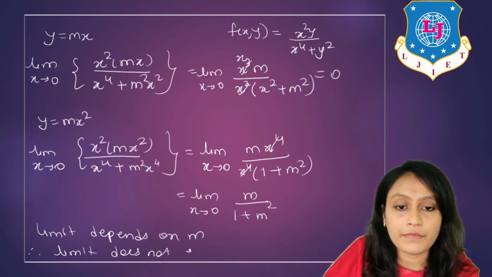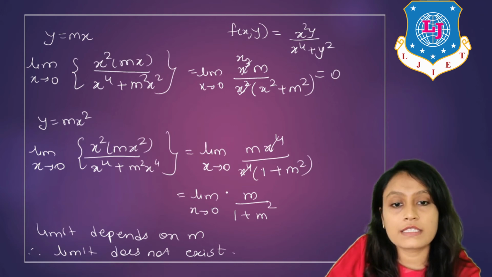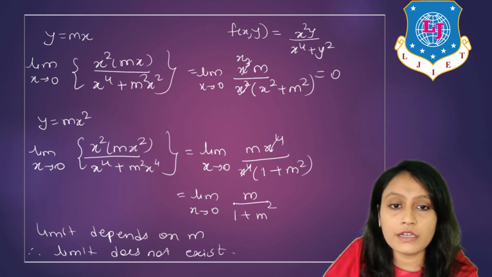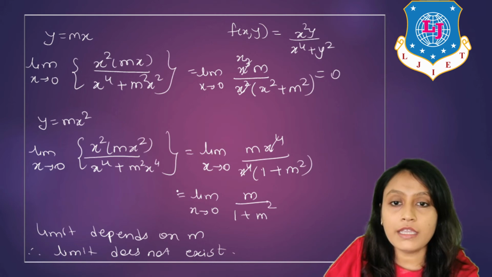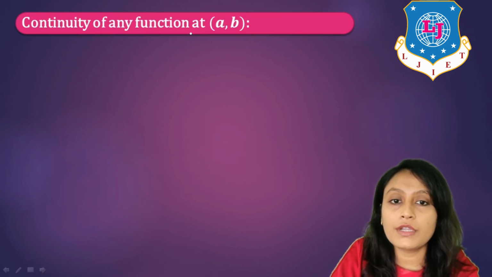So in this way we have to check whether the limit exists or not. For example, if you get 0 as the answer over here, and all the answers are the same, then you can say that the limit exists. But here the limit depends on m, therefore the limit does not exist. Now let's discuss the next topic, that is continuity of any function at point AB.